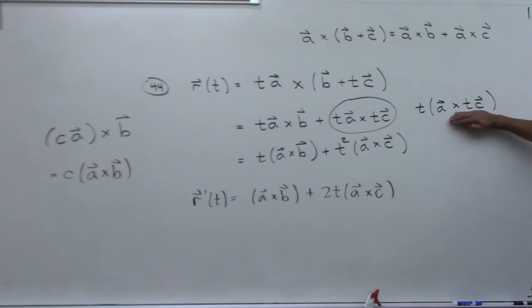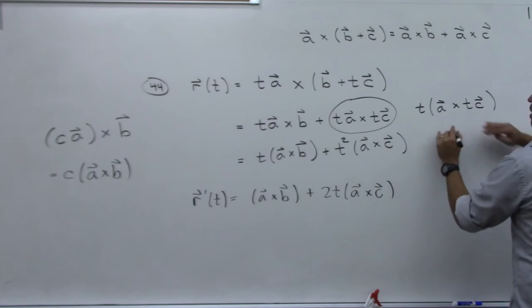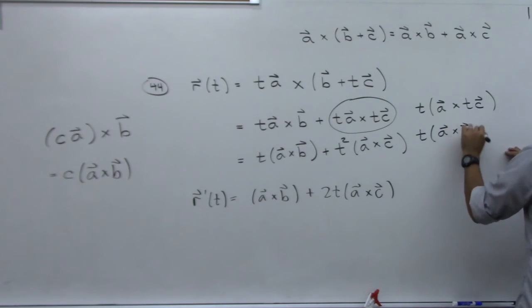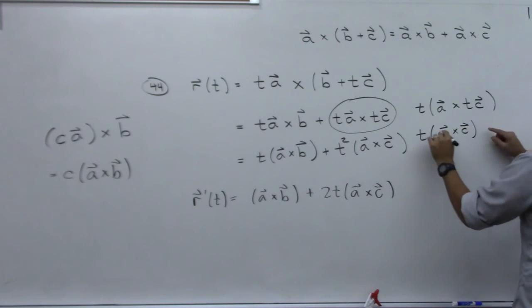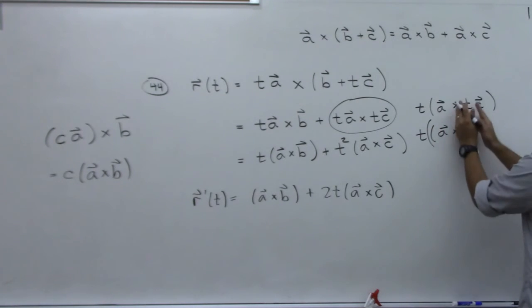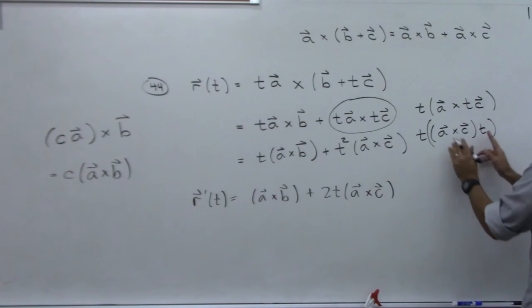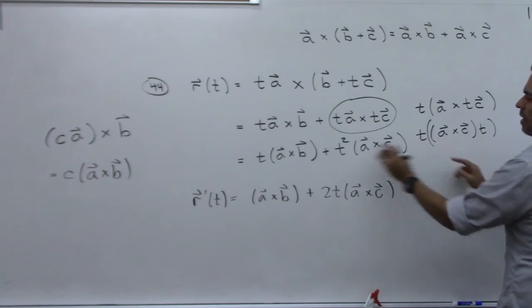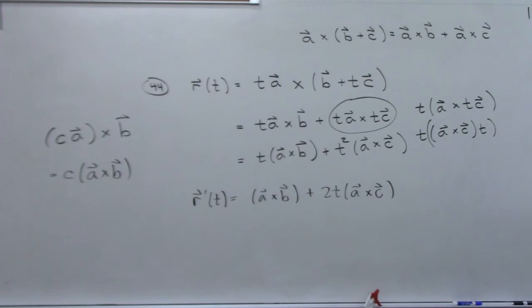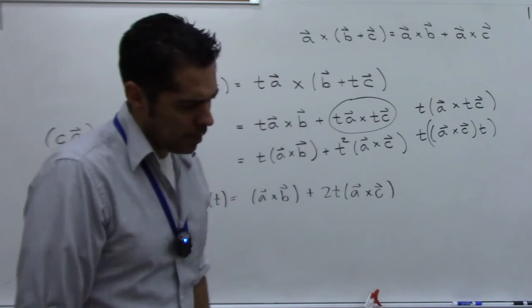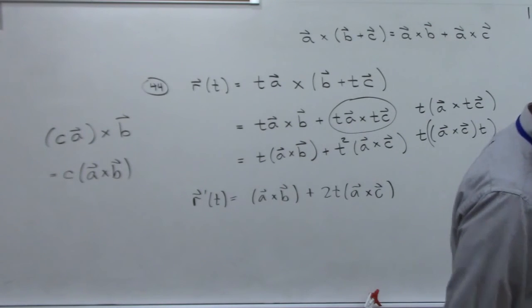And now for this one, I use a property again. This right here is equal to A cross C, right? But then, this right here is this with the T on the outside like that. So I can pull that T out of the cross. And then these T's come together to give me this, just so you know. All right, that's 44.